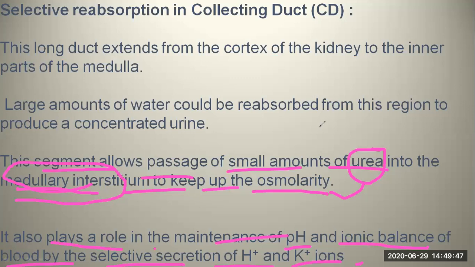Today we discussed the second portion of this topic, the mechanical process of urine formation. We have to study two things: first the glomerular filtration, second the selective reabsorption. In the next video lecture I will discuss tubular secretion, and by these three different ways complete urine formation takes place.